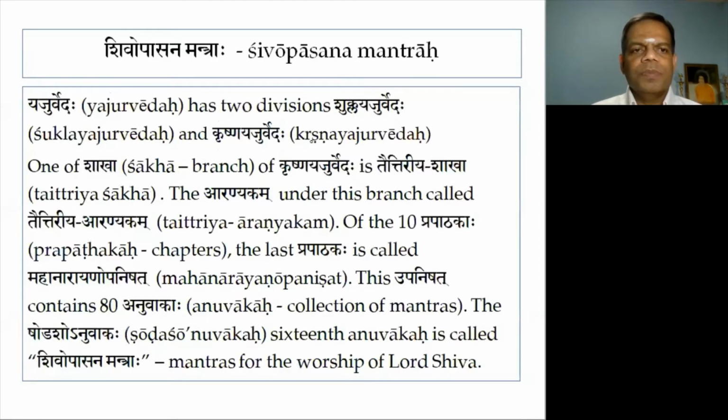So now we will go to where the Shivopasana mantra occurs. If you take the Yajurveda, which is the second Veda of the four Vedas, Yajurveda has two divisions. The one is called Shukla Yajurveda. The other one is called Krishna Yajurveda. Shukla means white, Krishna means dark or black. The rishi who initiated the Krishna Yajurveda branch is Vaisampayana. Shukla Yajurveda is by Yajnavalkya, the rishi.